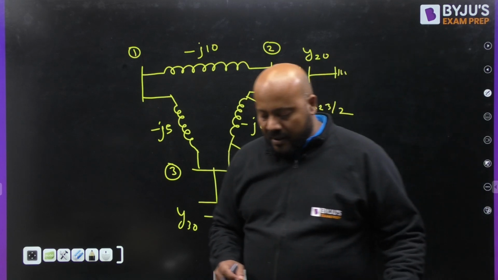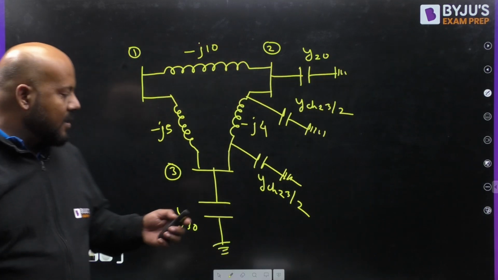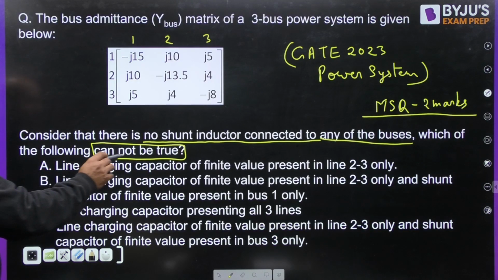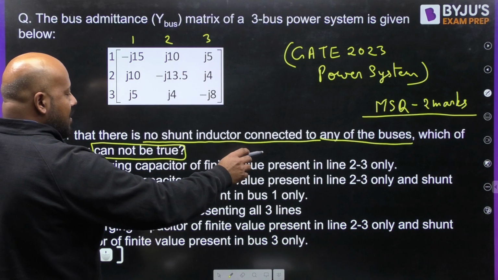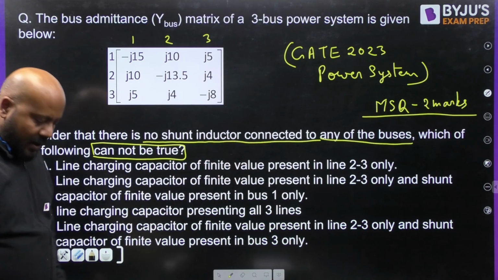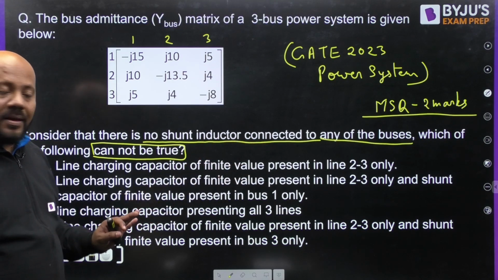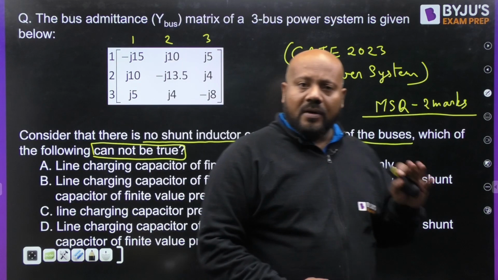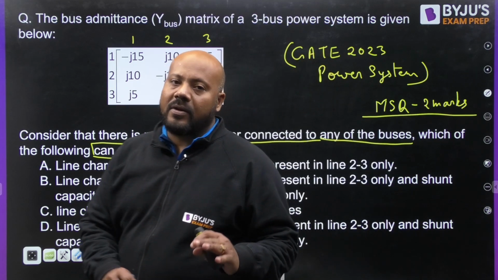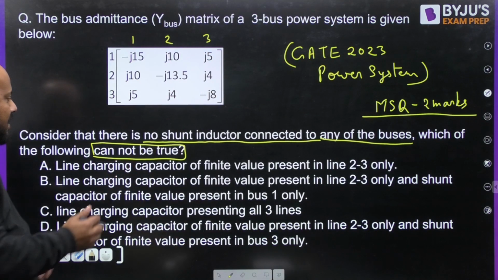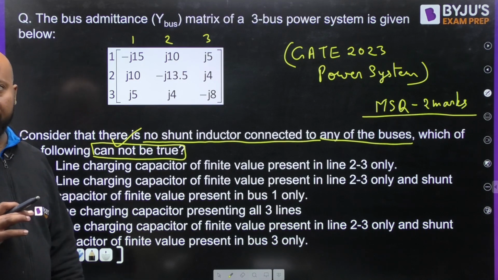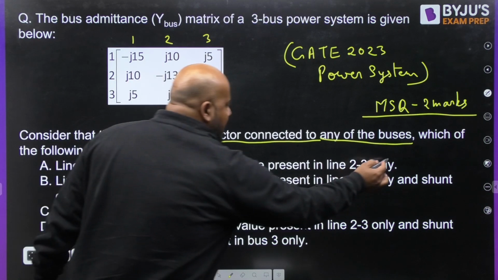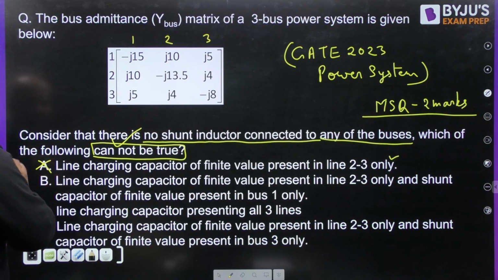Now we are going to analyze the statements given in the options. Let us go to the first option. Line charging capacitor of finite value present in line 23 only. Okay, so this is correct. This statement is correct. Only line 23 is going to have the line charging capacitance, not 1 and 2, not 3 and 1 or 1 and 3. So this is correct. But he is asking which are not true. You have to identify the incorrect statement. So even if this is a correct statement, this cannot be our answer because we have to choose the incorrect statement.